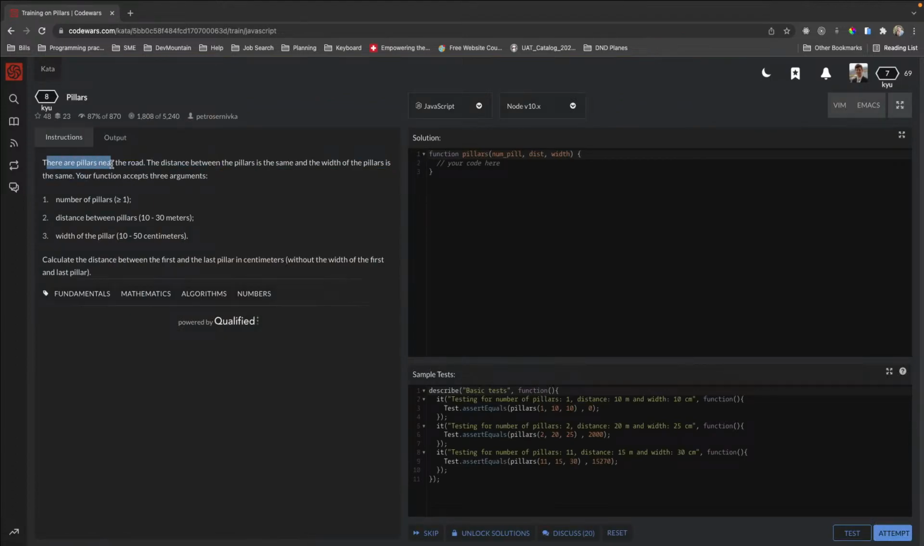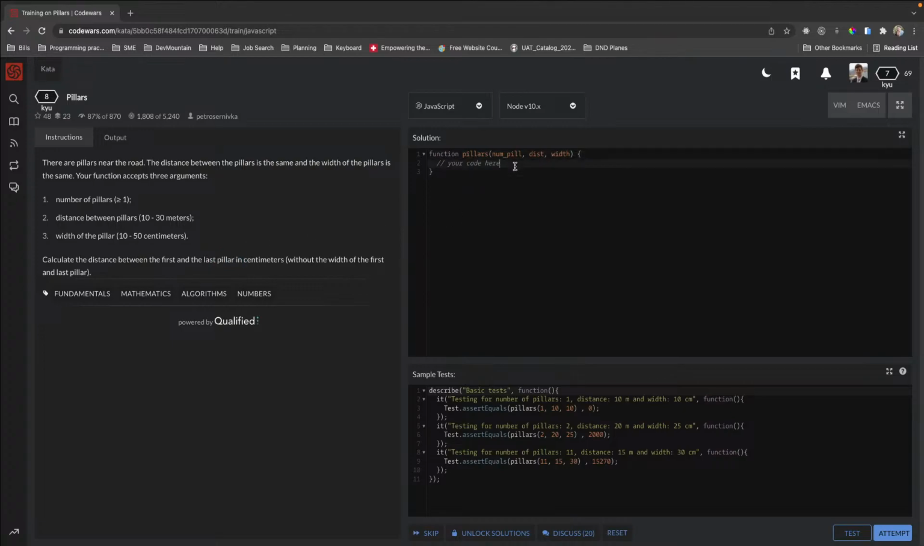Alright, so there are pillars near the road. The distance between the pillars is the same, and the width of the pillars is the same. Your function accepts 3 arguments: the number of pillars, which is greater or equal to 1; the distance between the pillars, which is between 10 and 30 meters; and the width of the pillar, which is 10 to 50 centimeters.